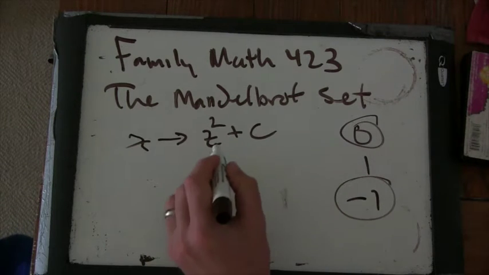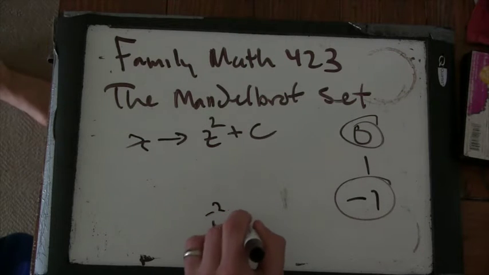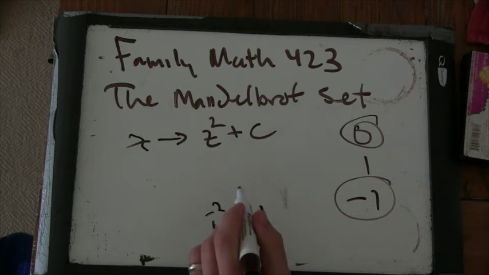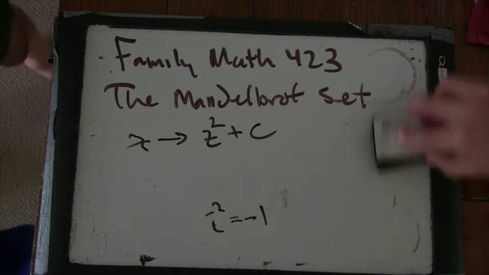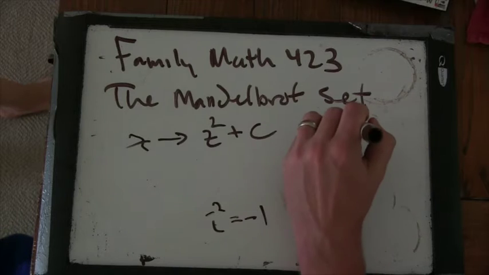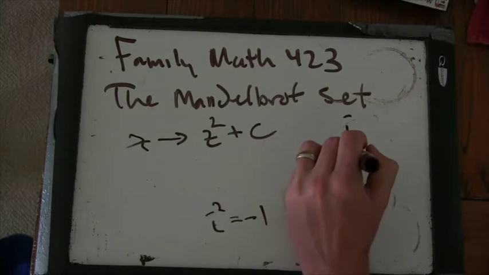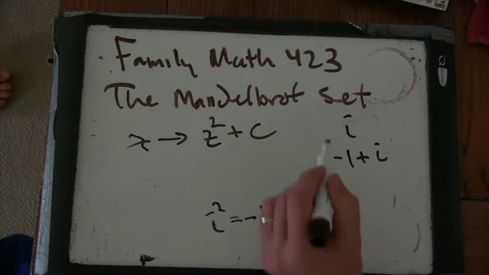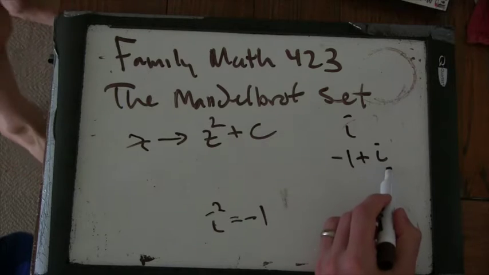No. Okay, so what happens when I square i? You get minus one. Okay, so I start with i. Here we're going to have to keep track of the numbers because it might get a little bit more complicated. So I start at i, and then I go to minus 1 plus i. And you have to square that. Okay. Now I have to square minus 1 plus i.